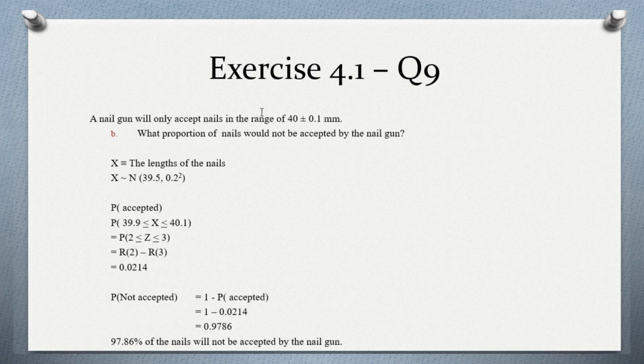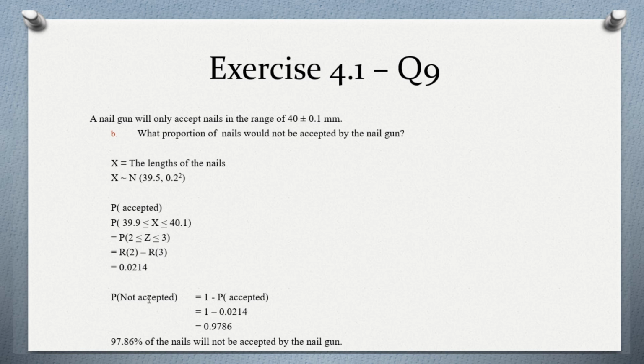This question, a lot of students have asked me before. A nail gun will only accept in the range of 40 plus minus 0.1. What does that tell you? Plus minus 0.1 meaning it will accept 39.9. Where's the 39.9 coming from? 40 minus 0.1, till 40 plus 0.1. So 39.9 to 40.1. You plus minus 0.1 to it. Do you understand? So you change it to Z-score and you find the answer.